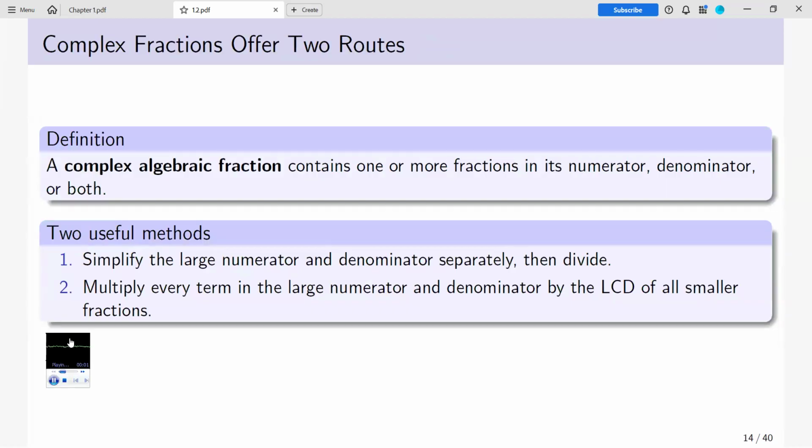A complex fraction is simply a fraction containing smaller fractions. Choose the method that produces the cleaner calculation. It is a fraction within a fraction, because apparently one level of bureaucracy was not enough.